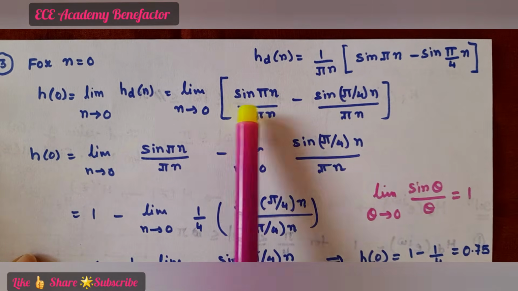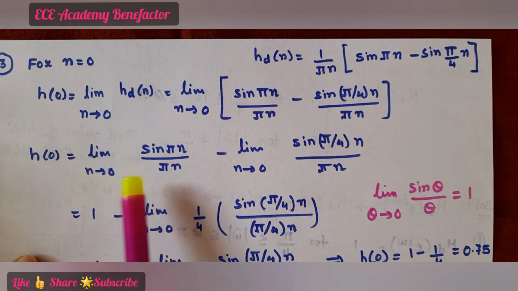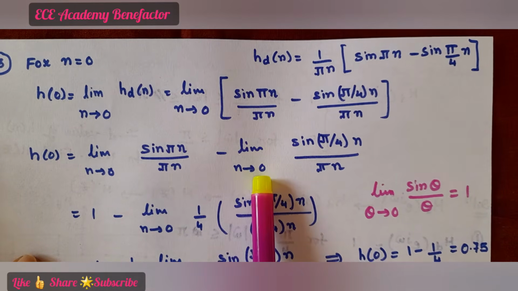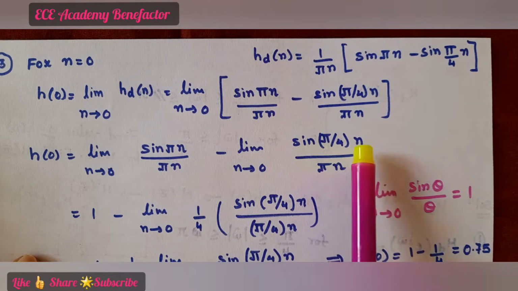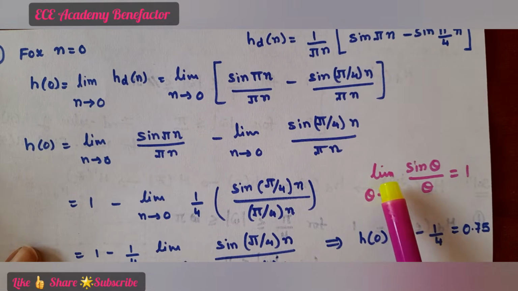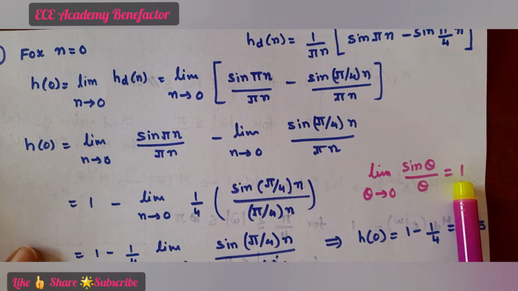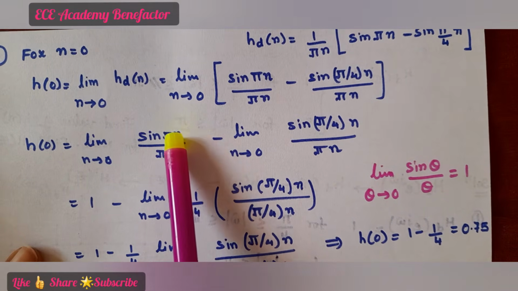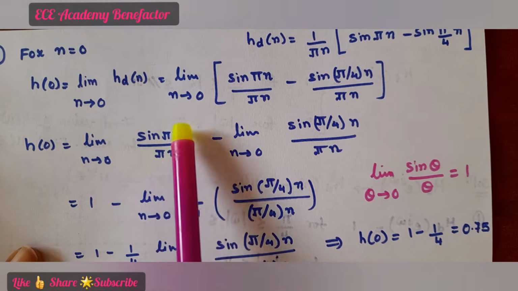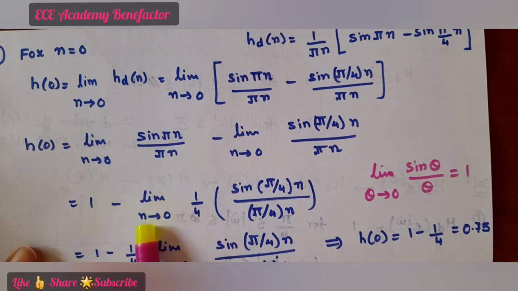Okay, so, on opening the brackets, we can write the terms: limit n tending to 0 of sin pi n by pi n minus limit n tending to 0 of sin pi by 4 n by pi n. Okay, and we know the equation that when theta is tending to 0, sin theta by theta is 1. So, here what happened? This n is tending to 0, so it becomes sin theta by theta. So, this term we can write as 1, minus limit n tending to 0.